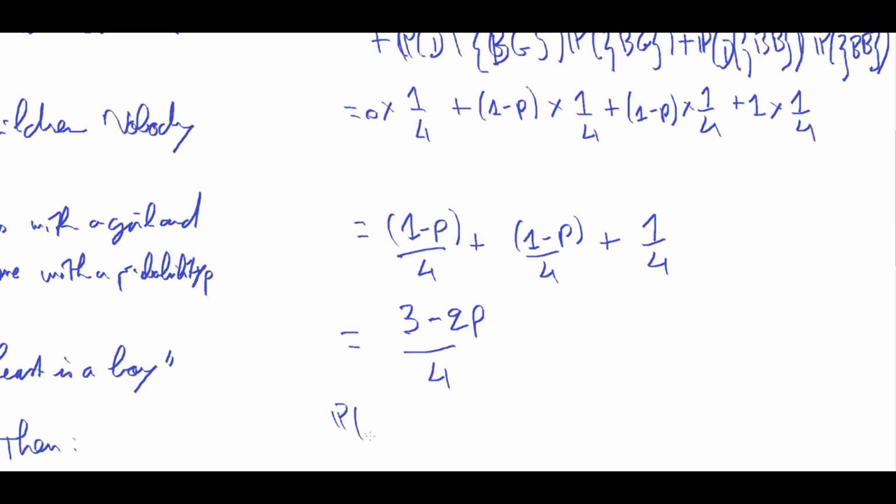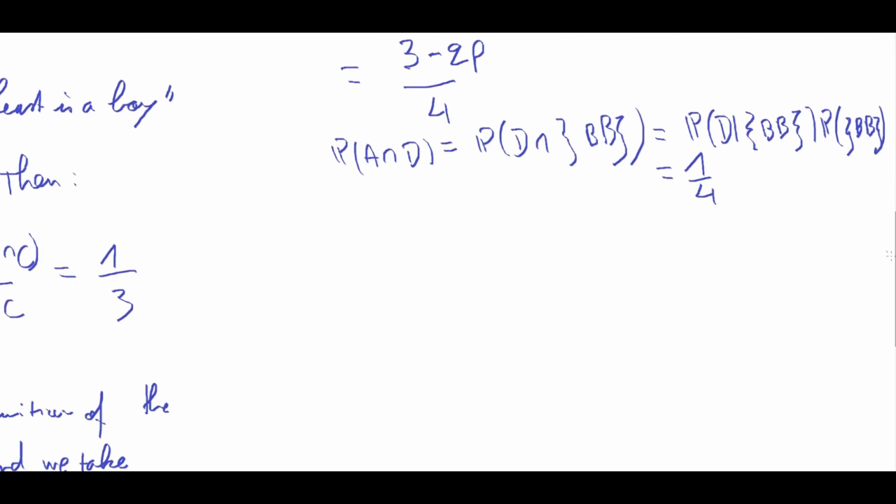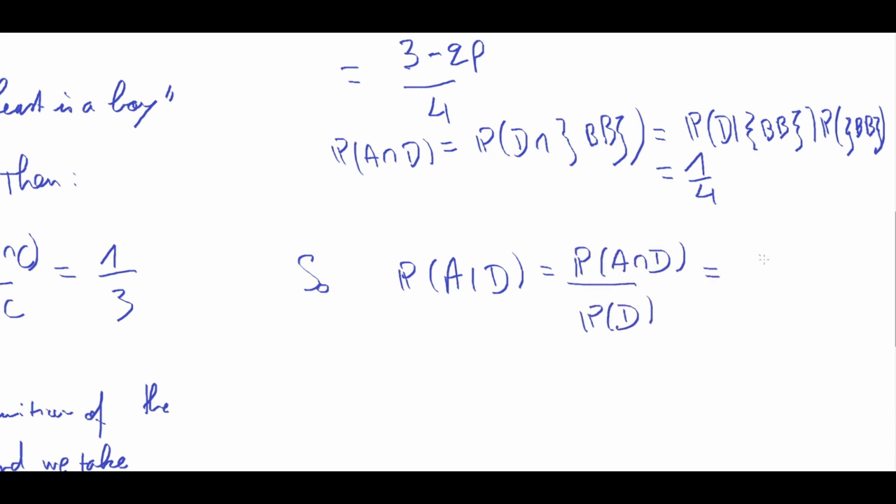And we also have P of A inter D equals P of D intersected with boy-boy, equals probability of D knowing boy-boy times probability of boy-boy. This is equal to 1 over 4. So the probability of A knowing D is equal to the probability of A intersected with D over the probability of D, which is 1 over 3 minus 2P.